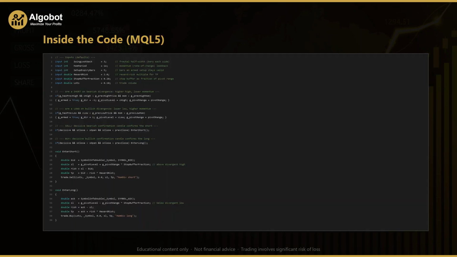Let's read through the important pieces of the MQL5 code on your screen. At the top are the inputs. SwingLookback sets how many bars sit on each side of a pivot. MomPeriod is the momentum lookback of 14 bars, and setup expiry bars keeps an armed setup alive for 5 bars. RewardRisk is the 2 to 1 target multiple. Stop buffer fraction adds a small cushion beyond the pivot, and lots is the trade volume.